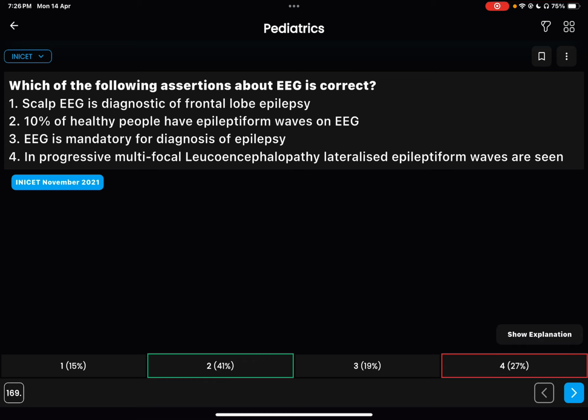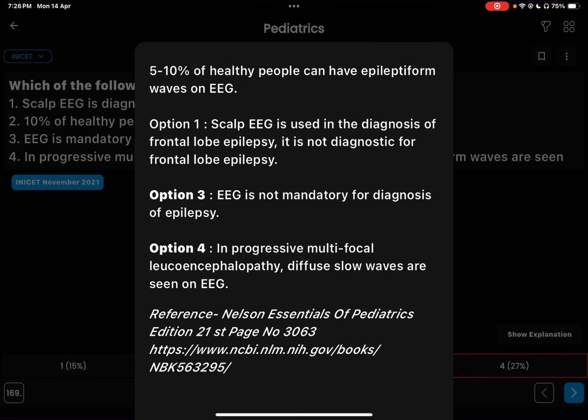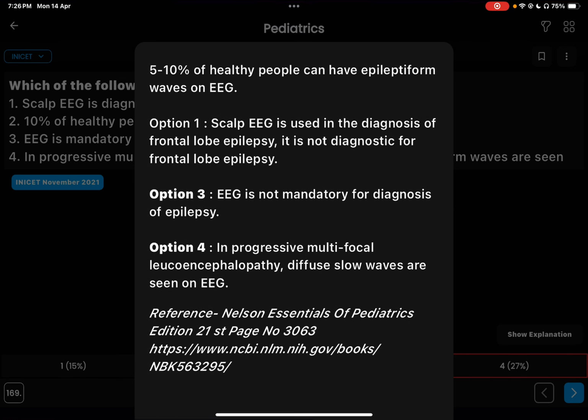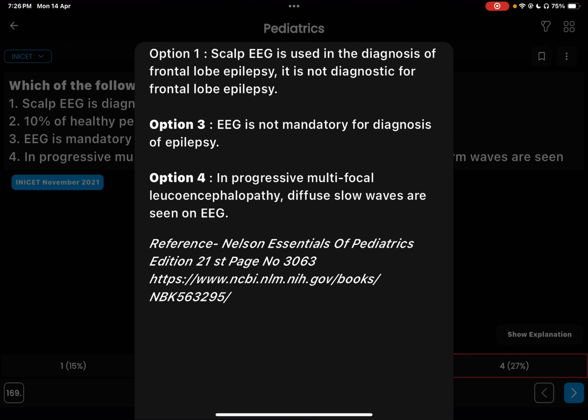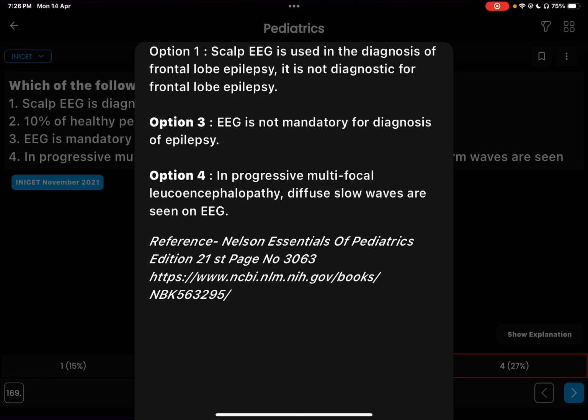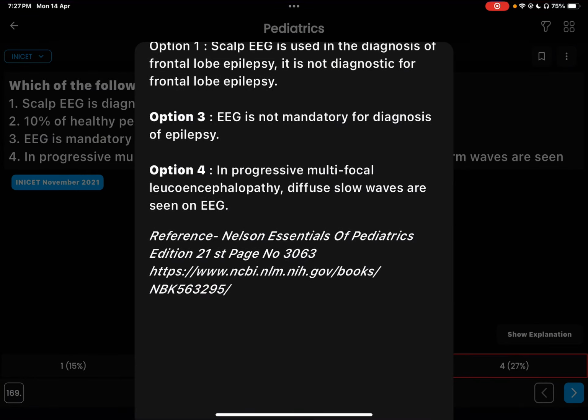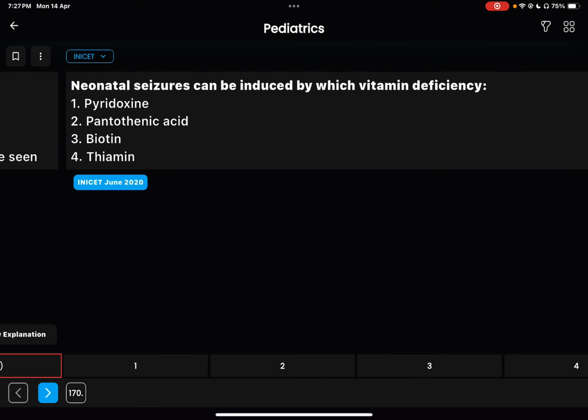Second one is the correct sentence. 10% of healthy people have epileptiform waves on EEG. In progressive multifocal leukoencephalopathy, diffuse slow waves are seen on EEG.